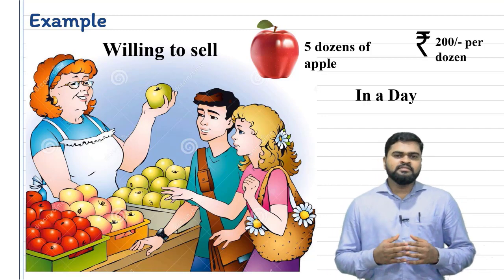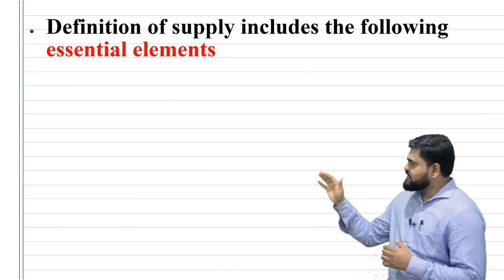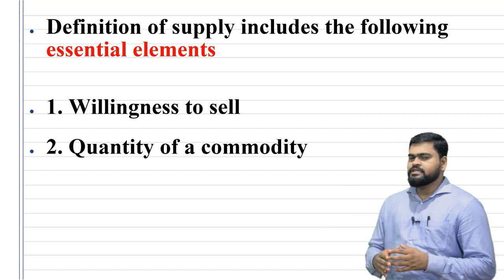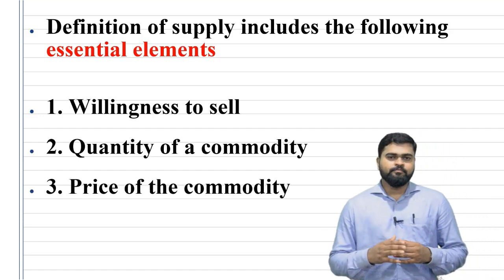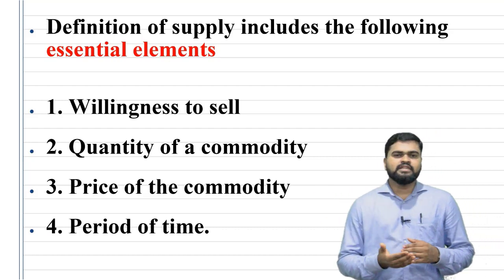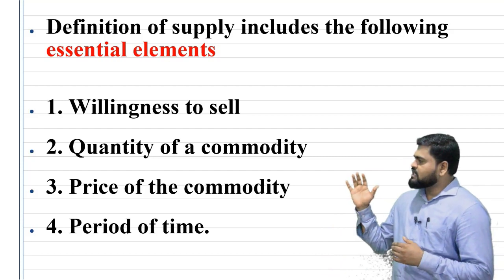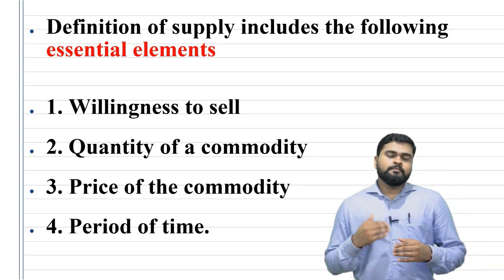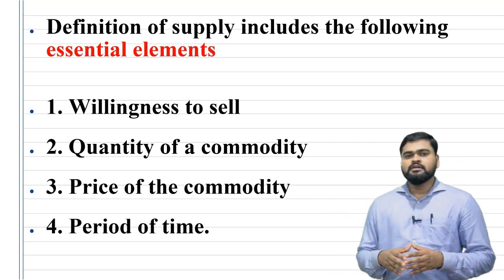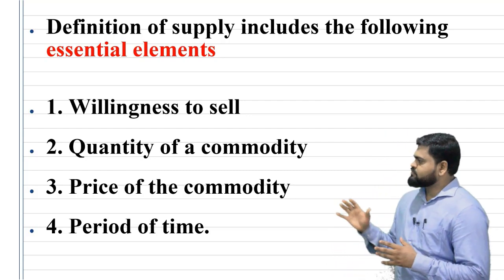So anything to call in supply should have 4 essential elements. First one is willingness to sell, then the quantity of commodity, third is price of commodity, and last is the period of time. So in the example that we have seen, Kamla is willing to sell commodity, then next one is quantity of commodity, she is willing to sell 5 dozens of apple, the price of that commodity was 200 rupees per dozen, and the last period of time she was willing to sell all these apple in a day. So that was in simple the meaning of supply.